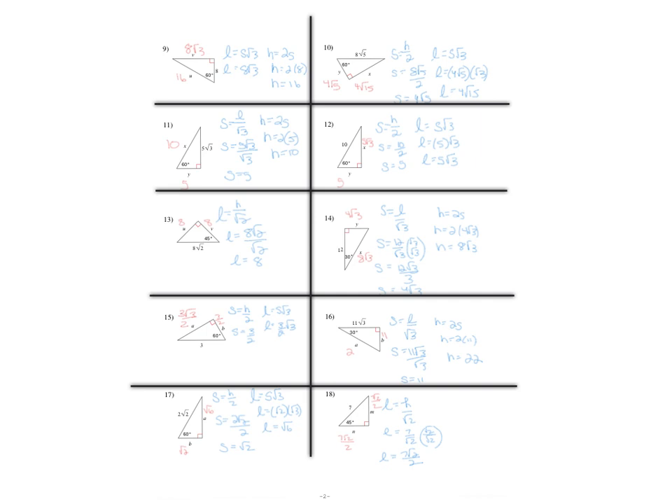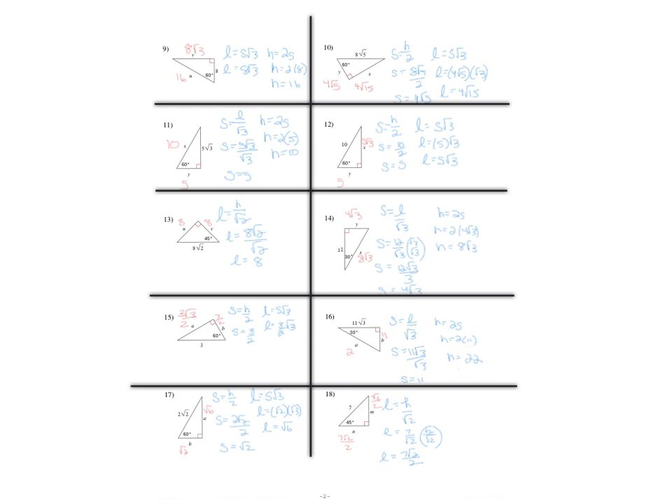Number 16 is a 30, 60, 90. We are given the long side. Here's the 60-degree angle, so it's the side opposite. And so we're going to say that the short side is the long side divided by the square root of 3. So 11 square root of 3 divided by the square root of 3, those cancel out and leave us with 11 for the short side. If we look here at finding the hypotenuse, that's 2 times the short side. 2 times our short side, which was 11, tells us that this is 22.